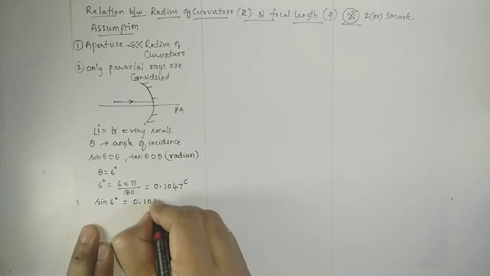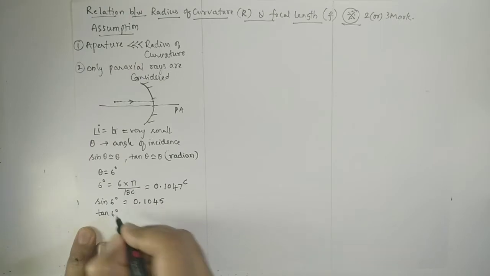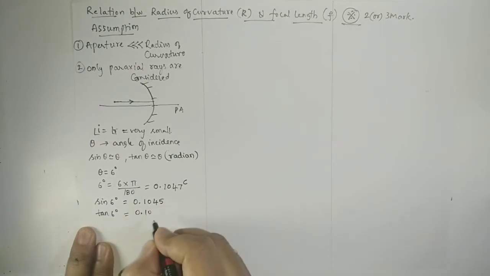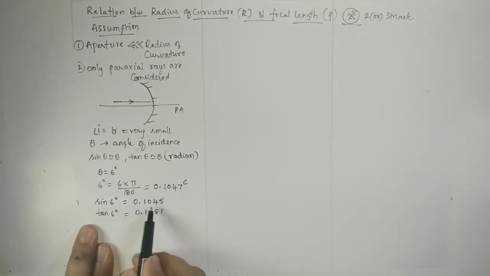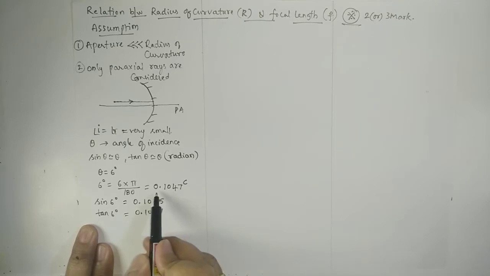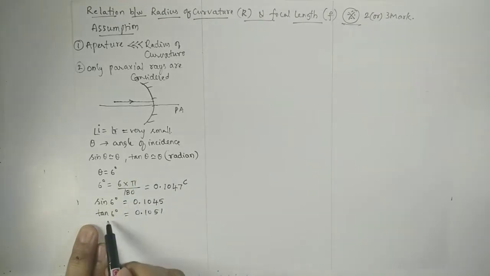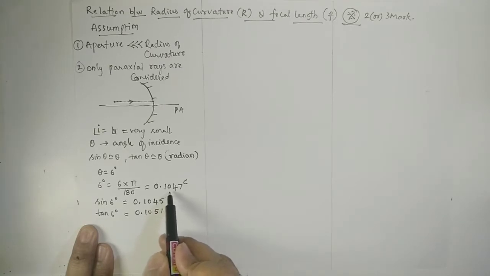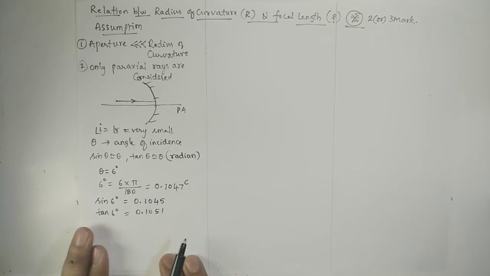Same way, using your Clark's table, sin 6 degrees comes out to be around 0.1045. Similarly, tan 6 degrees comes out to be around 0.1051. So you can see that sin 6 degrees, equal to 0.1045, is almost equal to 0.1047 radian. Same way, tan 6 degrees, equal to 0.1051, is almost equal to 0.1047 radian. Whenever this condition is satisfied, we can consider the ray of light to be a paraxial ray.